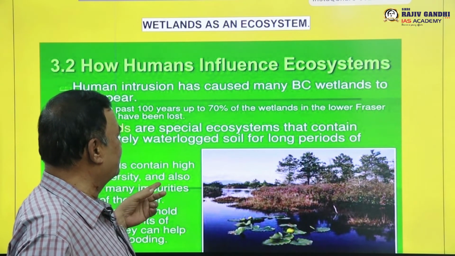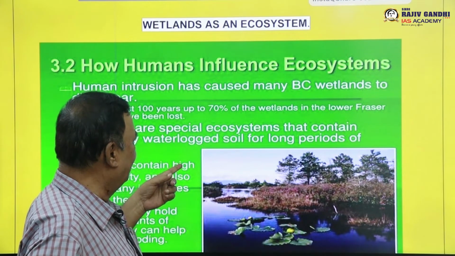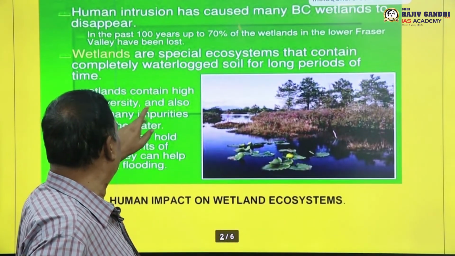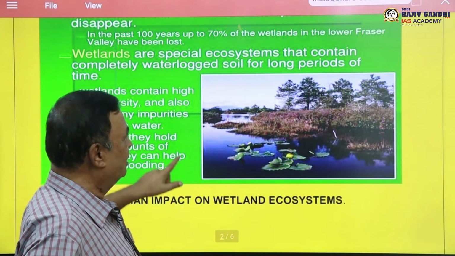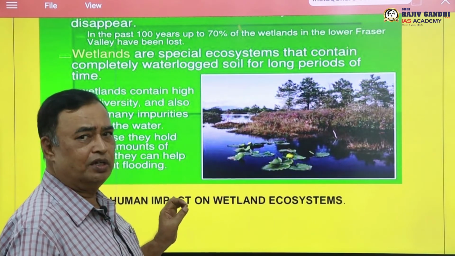Wetlands are a special ecosystem that contain completely waterlogged soil for long periods of time. Wetlands contain high biodiversity. Biodiversity refers to the number of species found in an area.